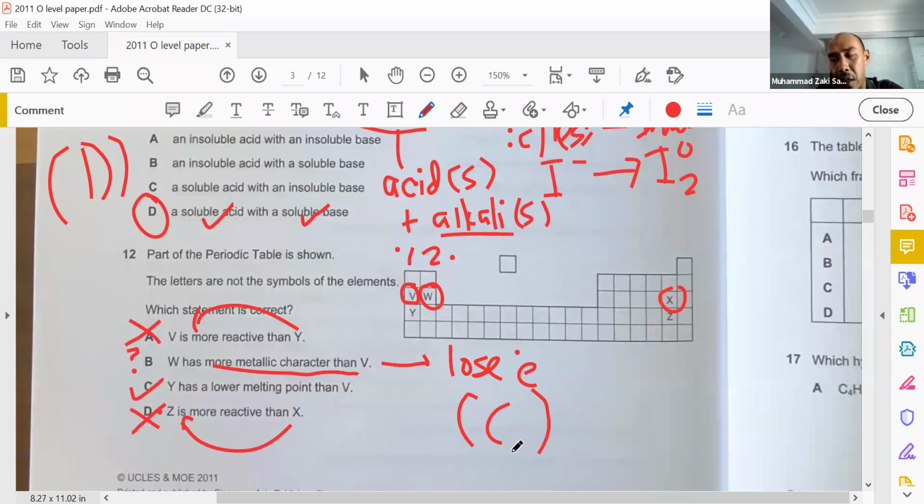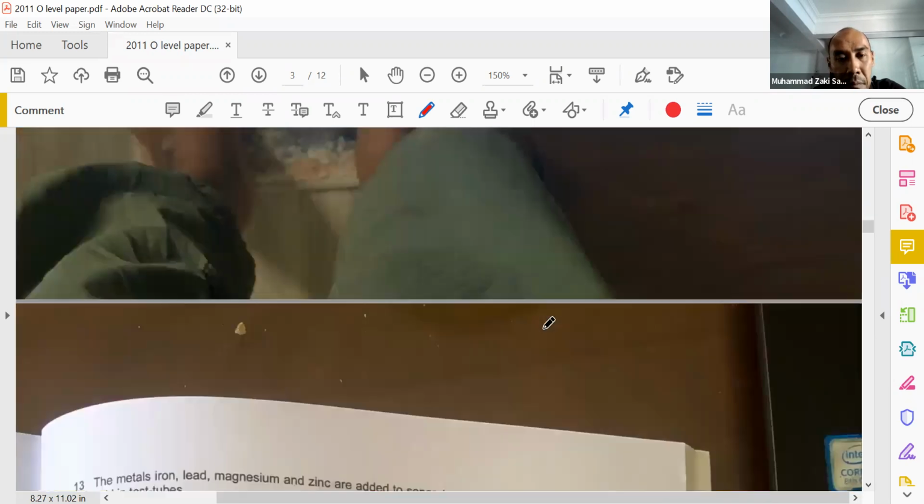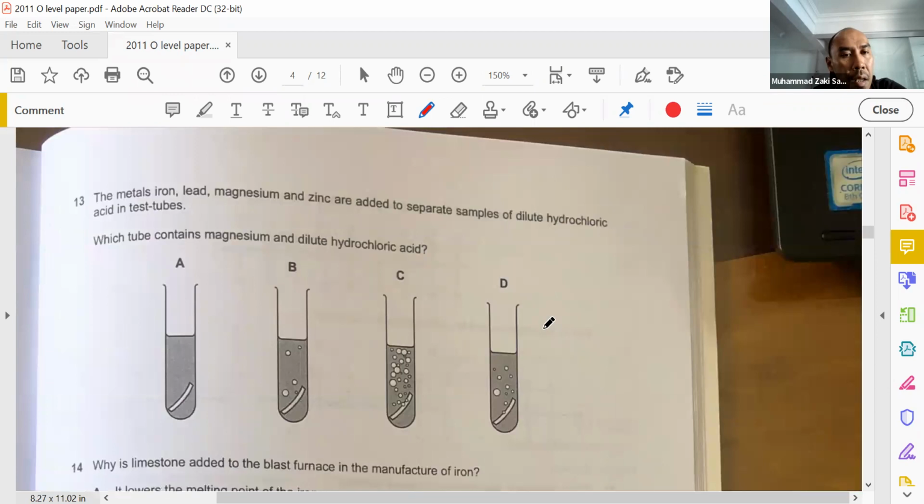Okay, so this particular question touches the topic on periodic table. Next, you have different metals. If you remember, this is the topic on metals and acid. You must know which one is the most reactive, which one doesn't react, which one reacts moderately in acid. Must memorize so that you can do this question.